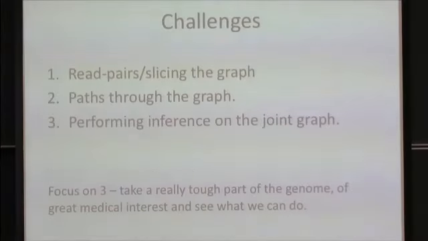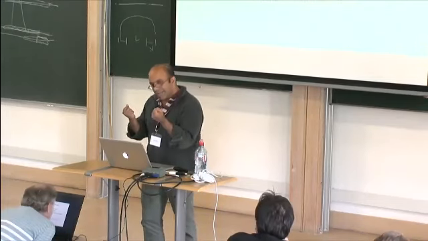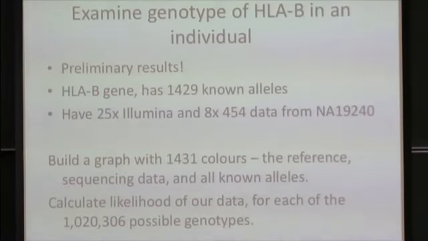So let's do that. Let's take a really tough part of the genome that's got considerable medical interest, and that's the HLA, which coincidentally I gave some examples of. And let's see what we can do. Let's see if we can examine the genotype of HLA-B, which has got this ridiculous number of alleles, 1,400. And let's take an individual from the 1,000 Genomes project, where we've got 25x of Illumina data and 8x of 454 data. And let's build a graph with loads of colors. One color is the individual, one color is the reference, and let's put one color for each of the different alleles. And then let's look at the individual in the context of that massive graph.